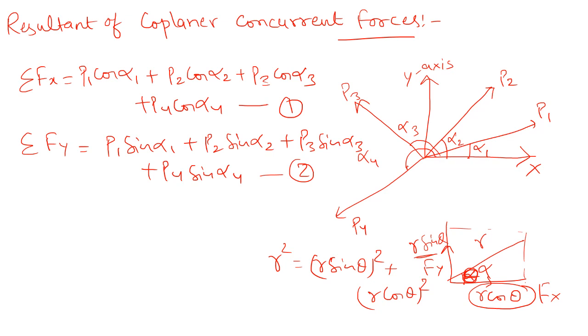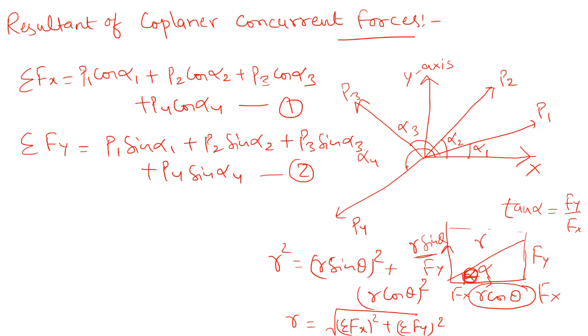Okay. So you can simply find that r equals under root sigma Fx square plus sigma Fy square, and this angle you can easily determine by tan alpha equals Fy upon Fx, because in this angle this is your perpendicular and this is your base, so this is your Fy and this is your Fx, so tan alpha is Fy upon Fx.